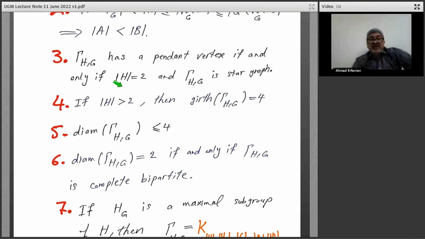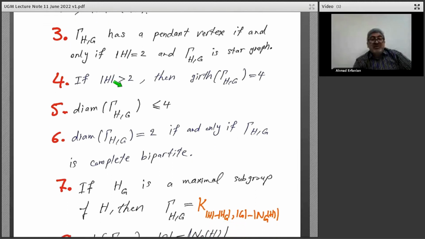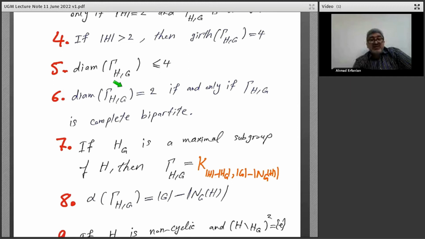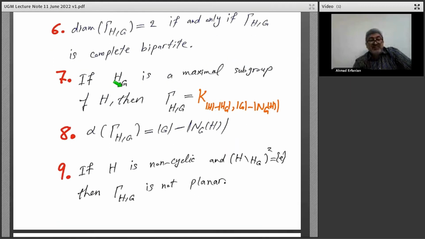The graph has a pendant vertex if and only if the subgroup H has order 2 and the graph is a star graph. If the size of H is bigger than 2, then the girth is 4, and also we can see that the diameter is at most 4. Diameter is the longest path in a graph. The diameter is at most 4, and is 2 if and only if the graph is a complete bipartite graph.